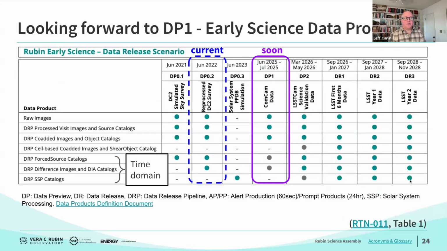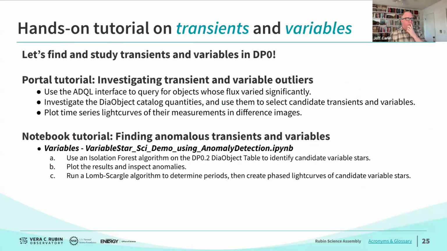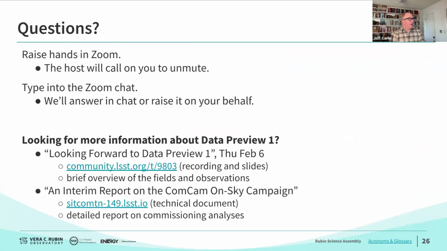Sorry, I can't give you a better answer. There is more language if you go to this RTN 11 document, which is about early science data products. That might give you a little better information. Did anyone have any other questions before we get into doing a little demo?